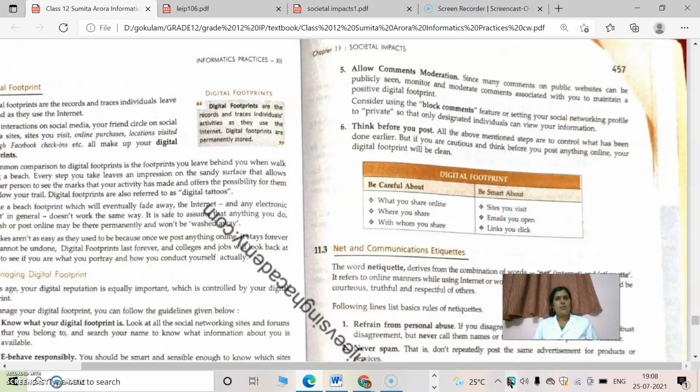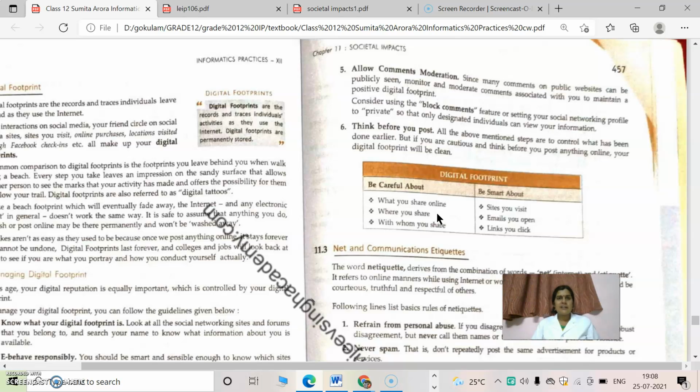Then think before you post. You all know this. So in digital footprint, be careful about what you share online. Where do you share? With whom do you share? Be smart about sites you visit, emails you open, links you click. Sometimes there will be viruses, sometimes spamware, sometimes phishing sites that steal our data. So we must be careful.